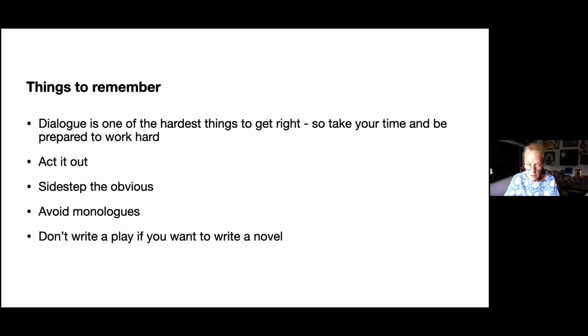So some more dialogue, an example of dialogue from Holes by Louis Sachar.